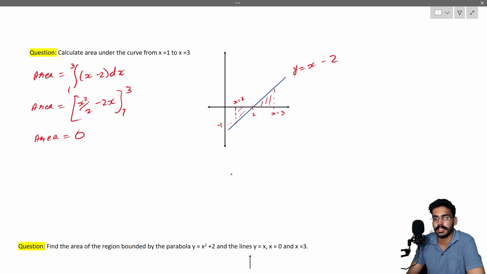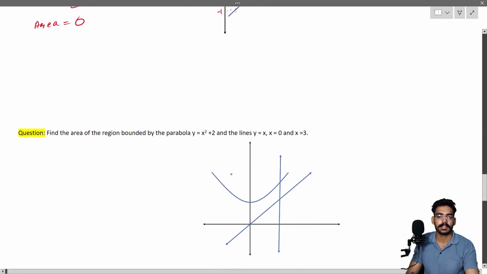So when you are integrating from 1 to 3, you are getting some negative value and positive value, and those values are getting cancelled out. So the learning here is that when the function is below the x-axis and you integrate the area under the curve, it comes negative. But if the curve is above, then the area under the curve comes positive. So if the curve is downside, the area is negative, and if the curve is above, it is positive. Now let's do the next question.